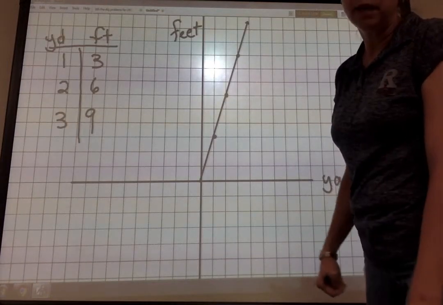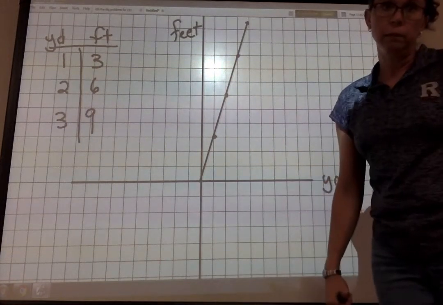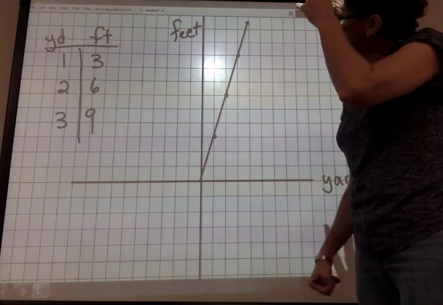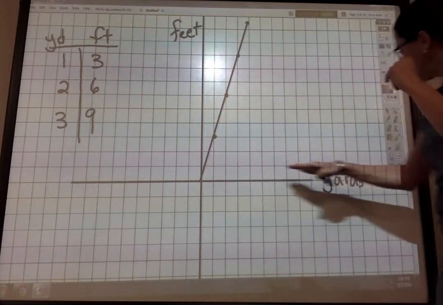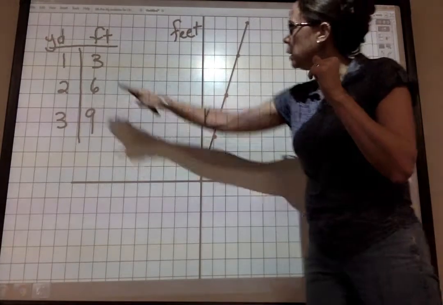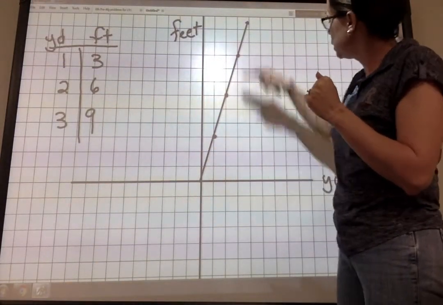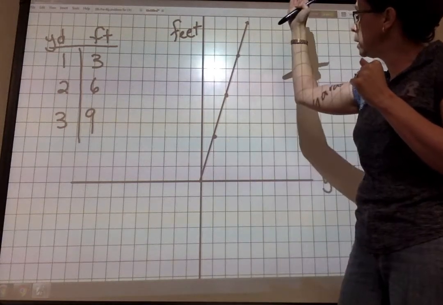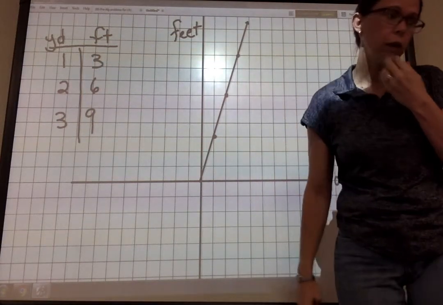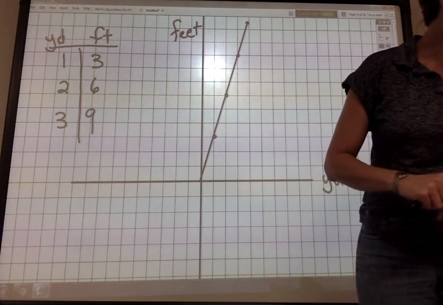Okay, next we have a graphing problem. This is like we just did in our investigation. They want this x-axis to be our yards and the y-axis to be our feet. They asked us to plot these points, (1, 3), (2, 6), (3, 9), and to draw the line. So your graph should look like my graph.